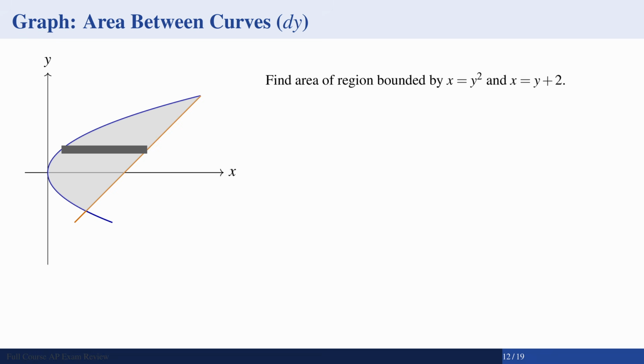Step one, I've created a graph just to see what's going on. I've drawn a representative rectangle. I'm going to take the curves and set them equal. So we have y squared equals y plus 2. That gives us y1 is -1, y2 is 2.